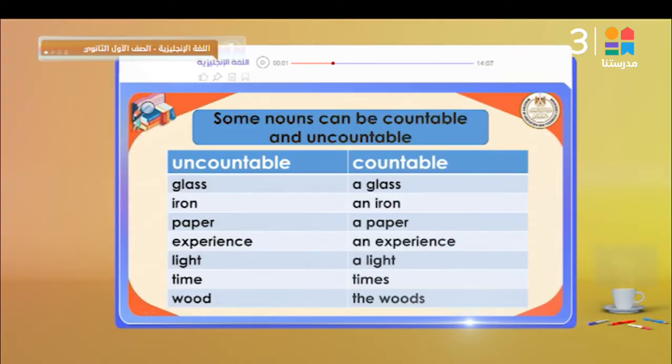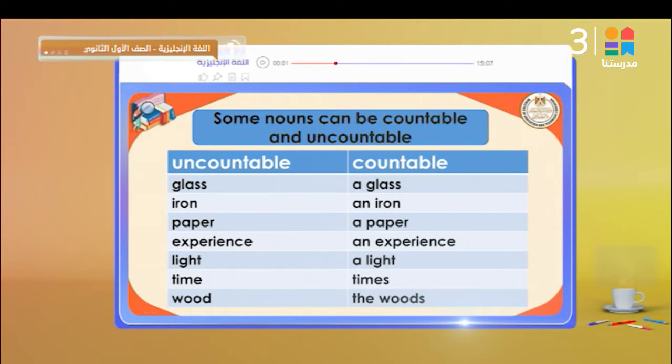Here is something very important. Some nouns can be countable and uncountable at the same time. So we use them as countable nouns, and with a different meaning, they are uncountable nouns. For example, the word glass. If we talk about the material itself, we say the window is made of glass. This is the material, so it's uncountable. But when we say a glass, the container in which we put water, this is countable. So we say a glass, two glasses.